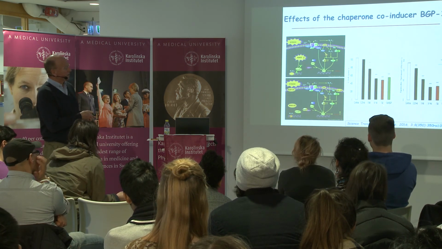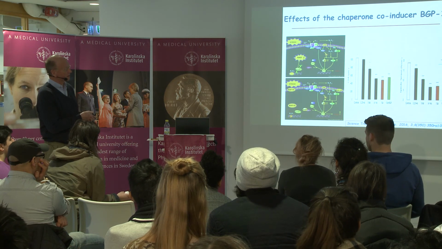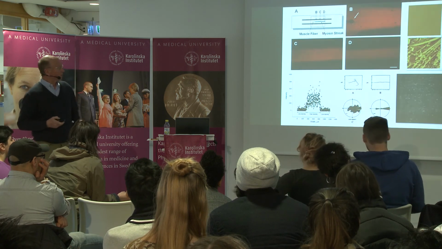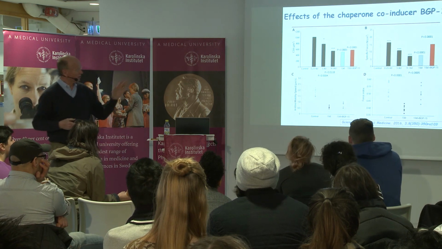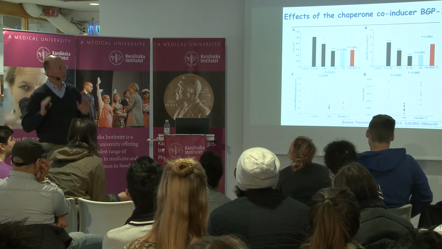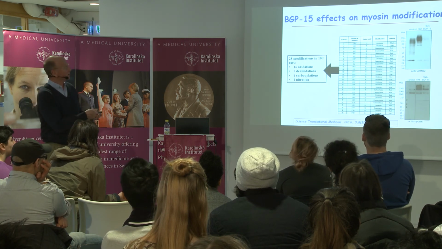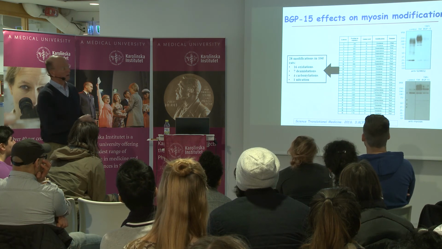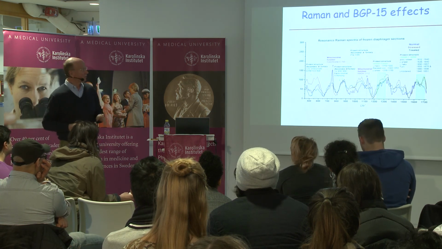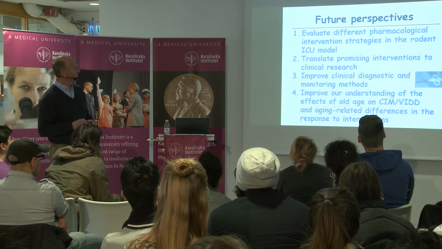So red here is 10 days of mechanical ventilation without this chaperone co-inducer, which is called BGP-15. It doesn't really affect muscle size after 10 days, but it improves force generating capacity by 100%. So what are the mechanisms here? You remember this one? We can pull out myosin, and when we compare the force generating capacity, giving BGP-15 protects myosin from protein modifications. There are a number of different modifications. One we looked at was sumoylation. This is without the drug, this is with the drug, but there are also a number of other modifications that we have identified with mass spectrometry, from which the protein is protected. But there are other proteins that are not protected. And this is just Raman spectroscopy on muscle tissue.